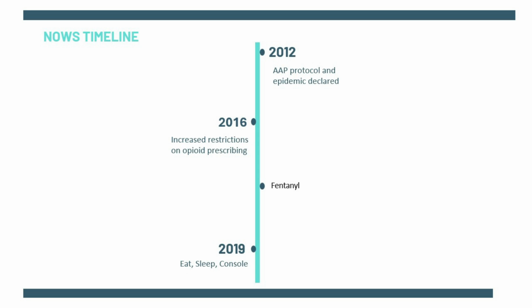The most important current change has been Eat, Sleep, Console, and that is an assessment protocol that is exactly what it sounds like, to look for infants with withdrawal and to monitor them more carefully, and it's rapidly taking the place of the Finnegan scoring system. So what's next? What do we need to look for on the horizon?